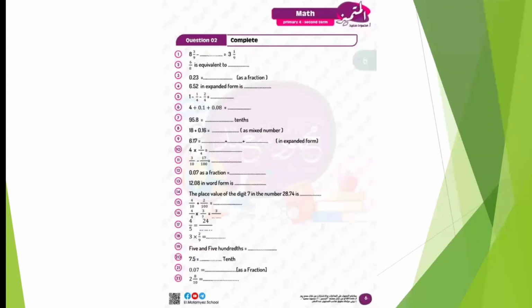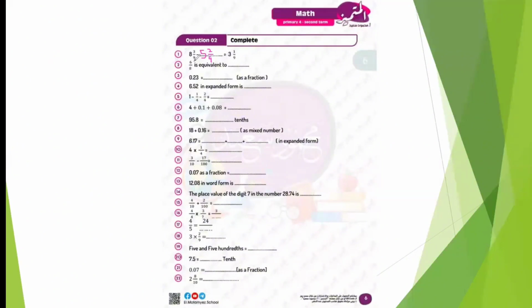Question number 2, complete. 8 and 3 out of 9 minus what equals 3 and 1 out of 9? 8, change it to be 3. So I subtract 5. 3 minus what equals 1? 3 minus 2. And the denominator is the same. Let's check. Let's hide this and try to make sure the answer is correct. 8 minus 5, 3, correct. 3 minus 2, 1, correct, and the denominator is 9.